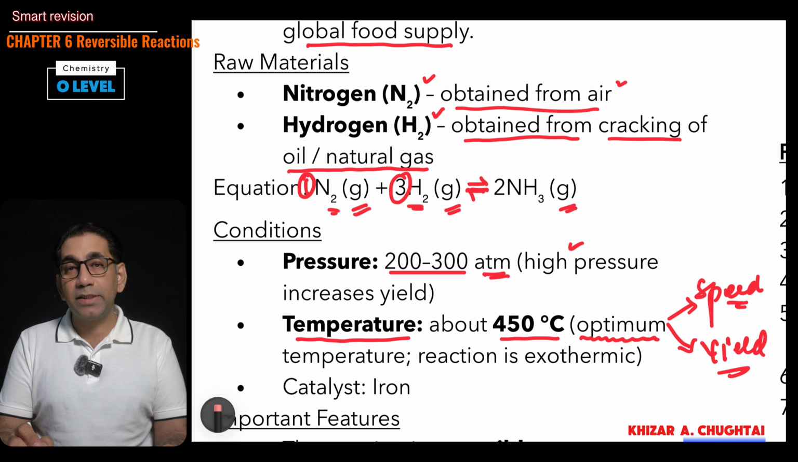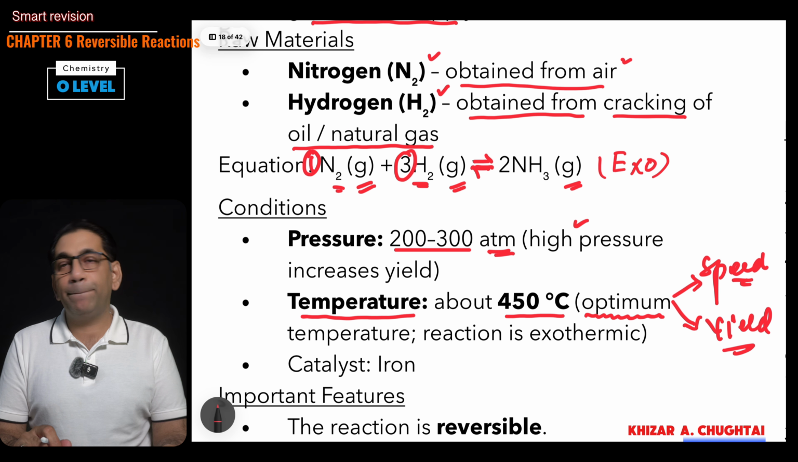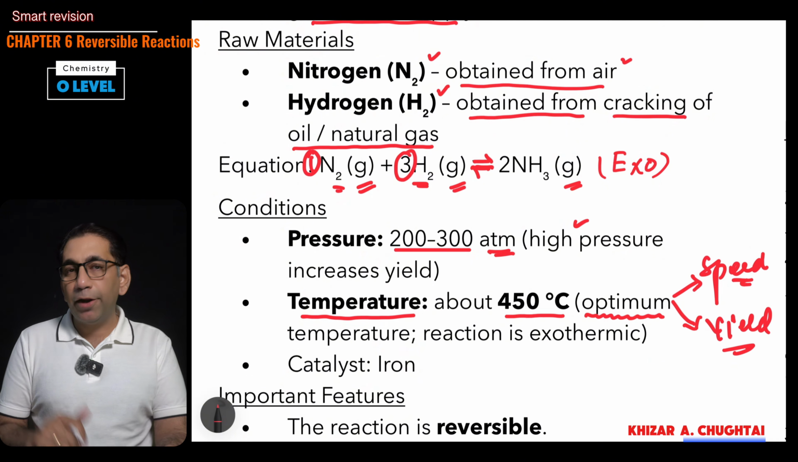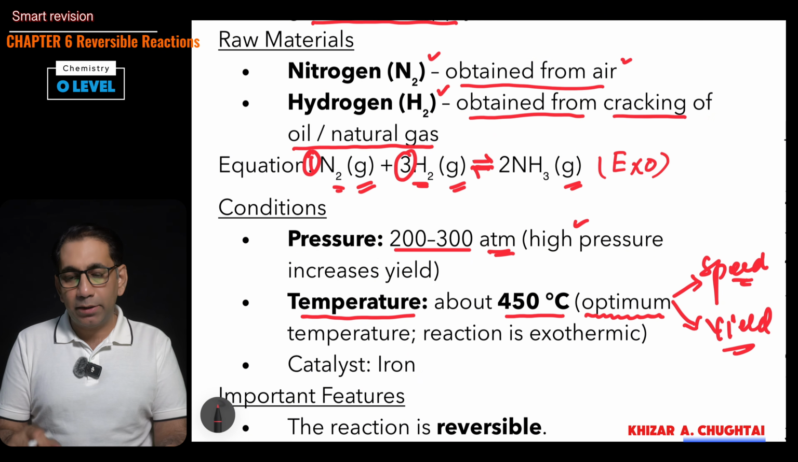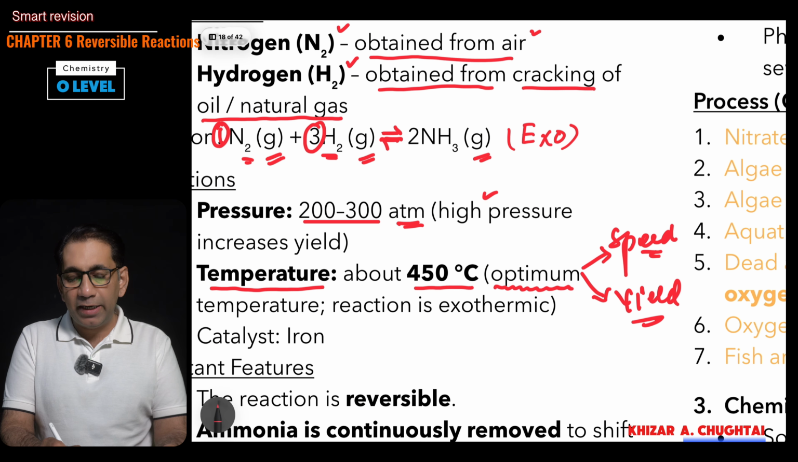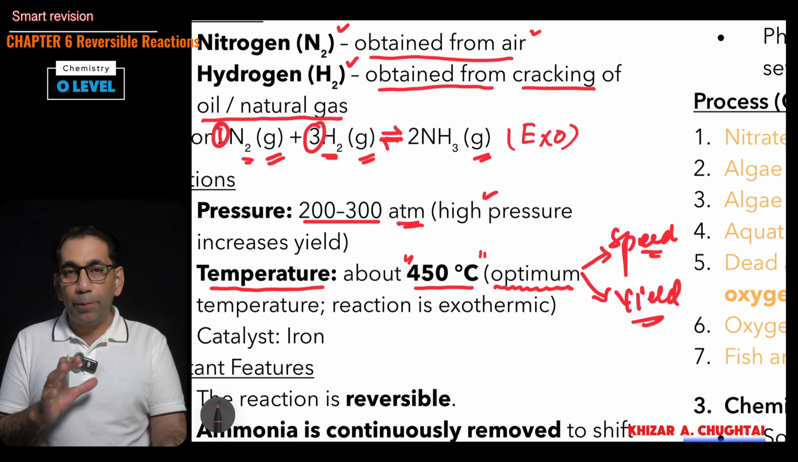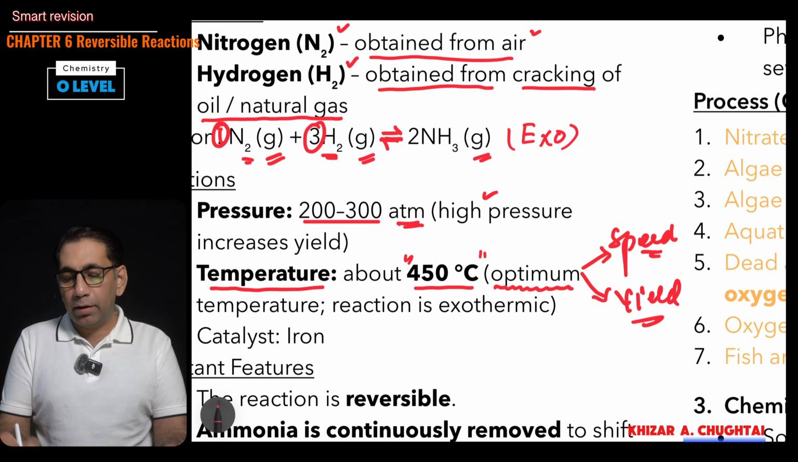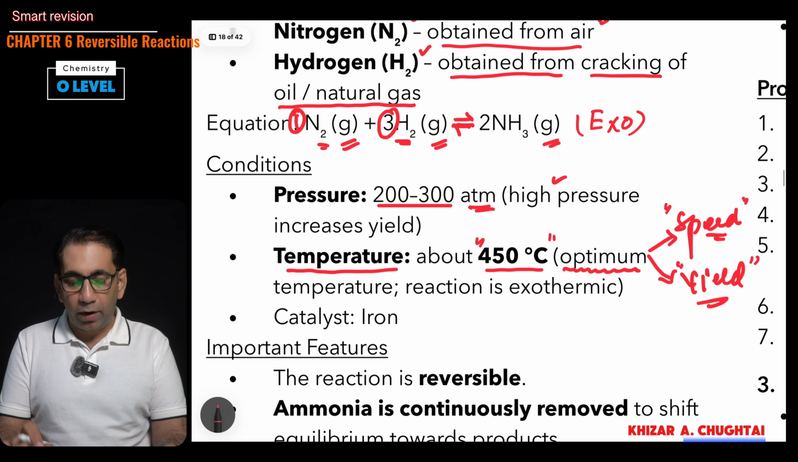As you know, this is an exothermic reaction. So if we increase the temperature more, then yield will decrease. And if we decrease the temperature to a large extent, then speed will decrease. So this 450 degrees Celsius is an optimum temperature to obtain maximum yield and maximum speed. So that is the fixed one, that is the optimum one.